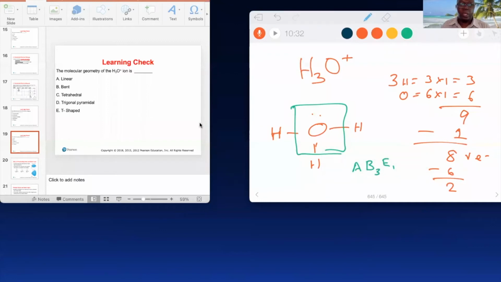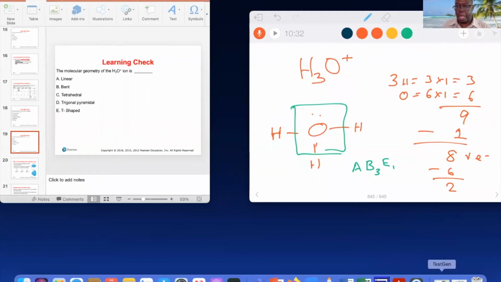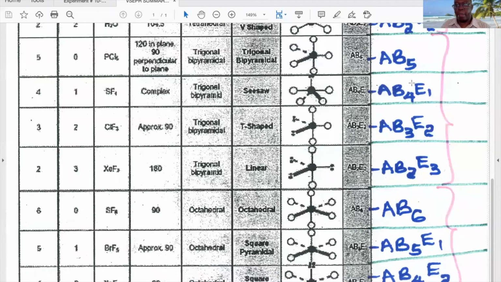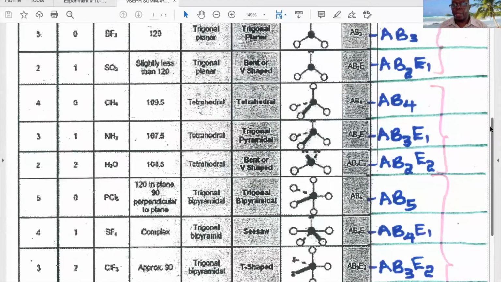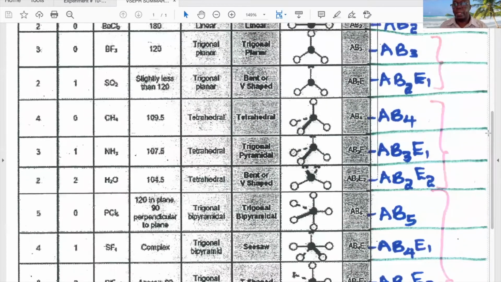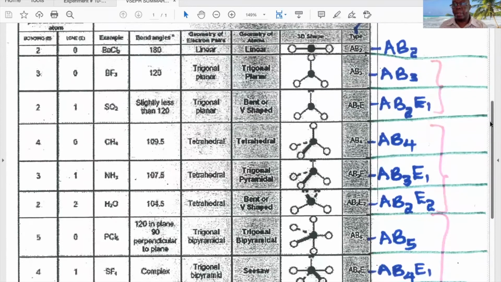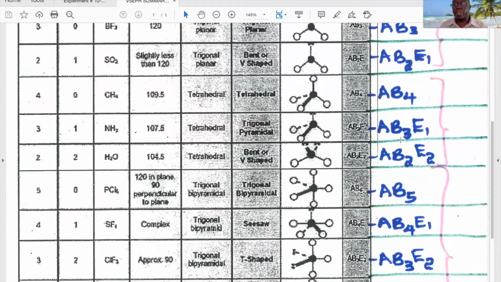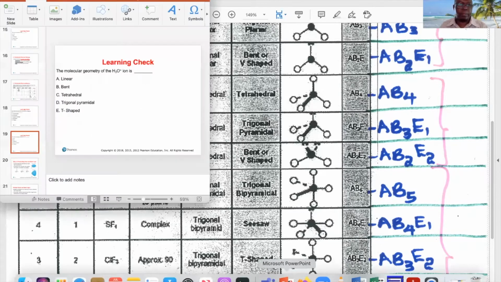So this is tetrahedral, but the molecular geometry, if I see AX3E, which means central atom oxygen, 3 hydrogens, and a lone pair of electrons. Tetrahedral electron geometry, and the molecular geometry is trigonal pyramidal.